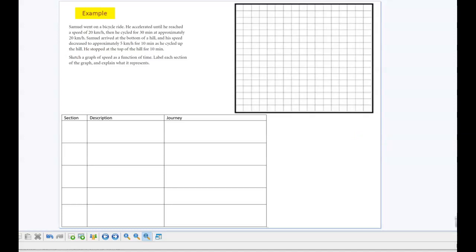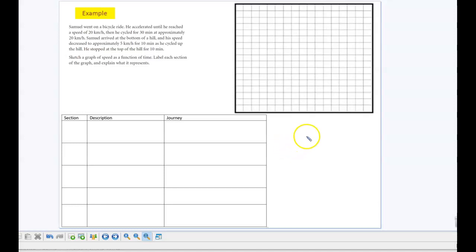In our next example, we are looking at Sam, who is riding his bicycle. And it says he accelerates until he reaches 20 kilometers per hour. He cycles there for 30 minutes at 20 kilometers an hour. Sam arrives at the bottom of a hill, and his speed decreases to approximately 5 kilometers per hour for 10 minutes as he cycles up the hill. He stops at the top of the hill for 10 minutes. So it wants us to sketch a graph of speed as a function of time, label each section of the graph, and explain what it represents.